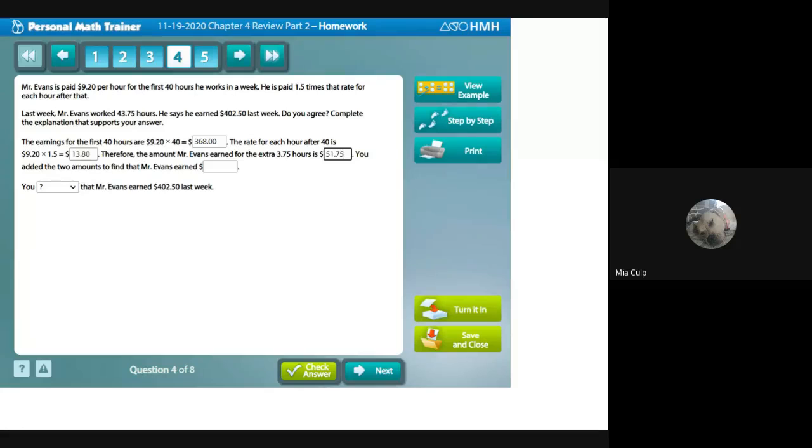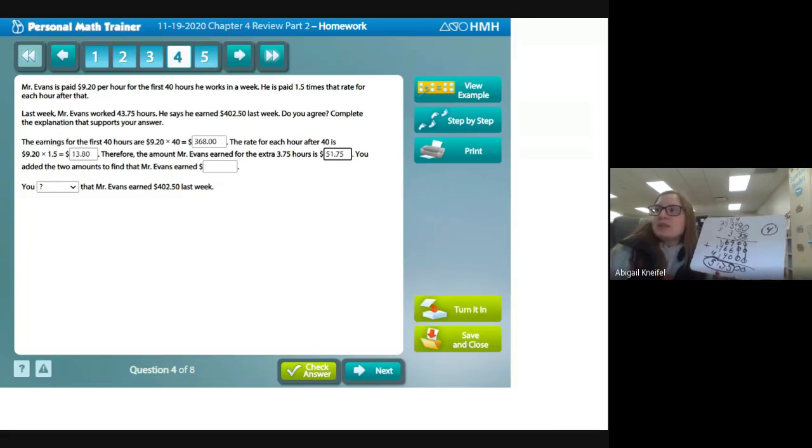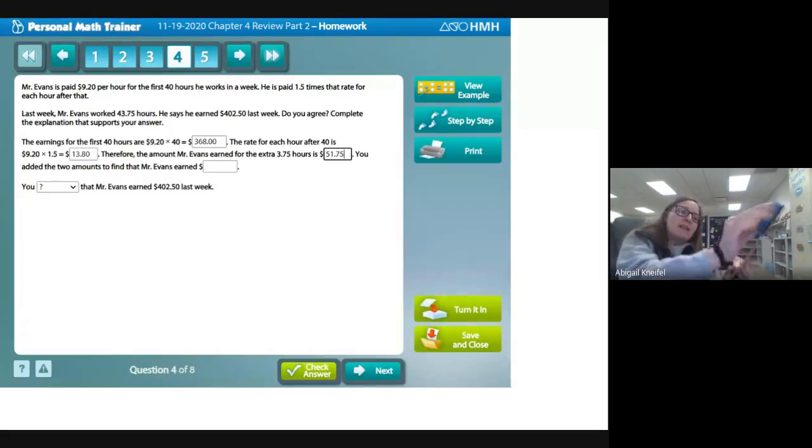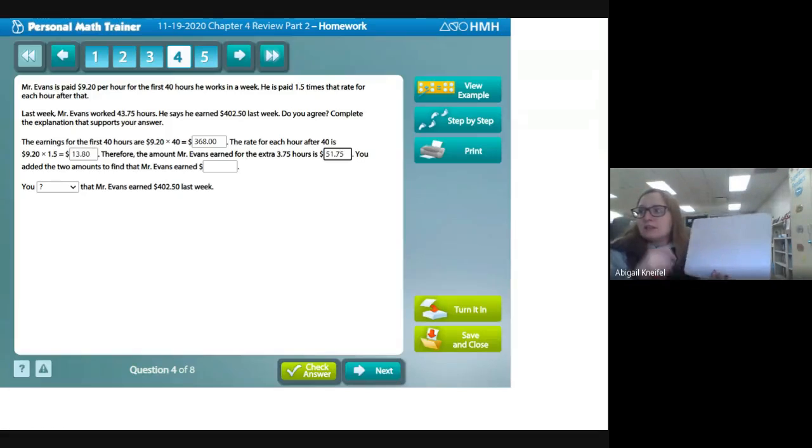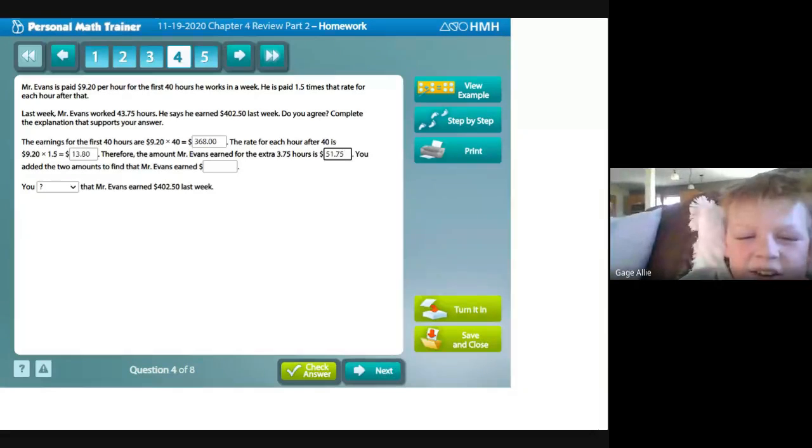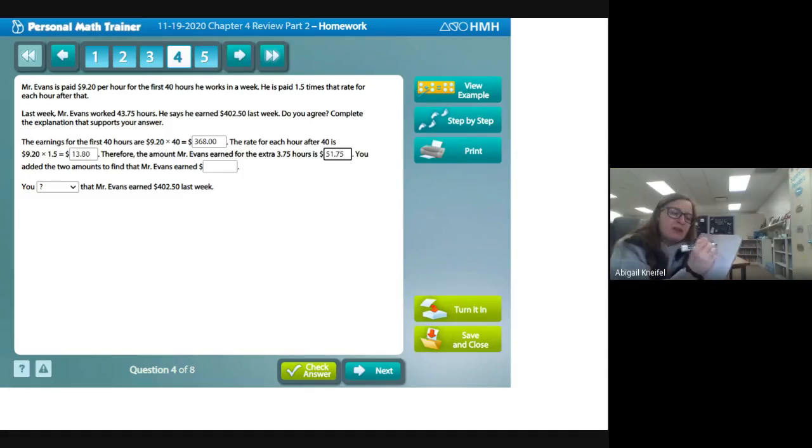Okay, so now what do I need to do? It says you added the two amounts to find that Mr. Evans earned how many dollars? So what two numbers am I adding, Gage? It tells us we're adding, but which two numbers are we adding, Gage? $51.75 and $368. Yep. So we're adding our two total amounts together.